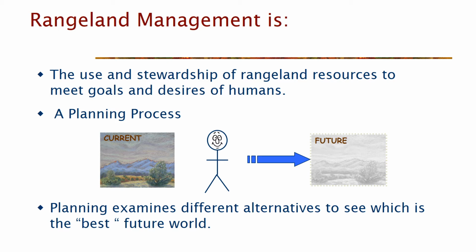So in essence, rangeland management is a planning process. The definition I use for range management is the use and stewardship of rangelands to meet the goals and desires of society. It is a planning process. We start with a current set of rangelands. We need to look at what we have, what resources we have, and dream up some possible alternatives and try to get to those alternatives. They have to be realistic alternatives. We need to be able to use the resources available in sustainable ways. But it's basically a process of knowing where you are and where you're headed. So it's a planning process. That's what range management is.